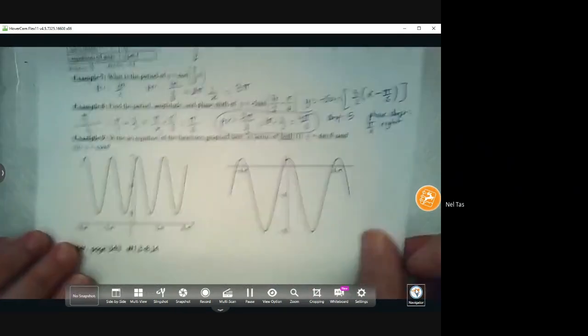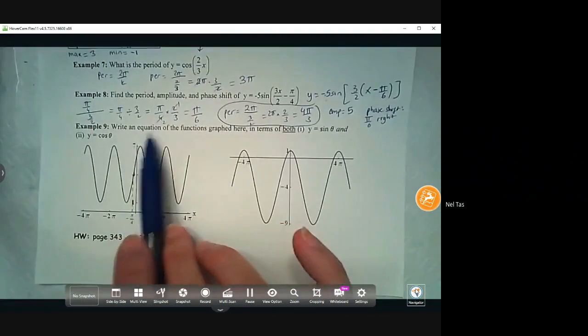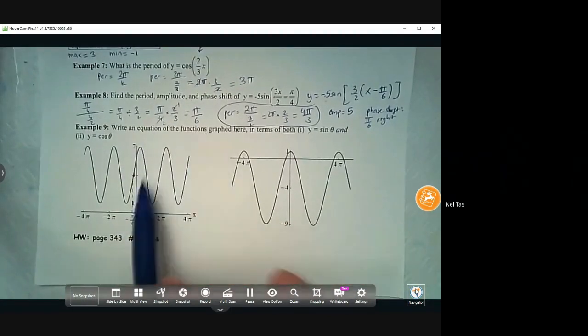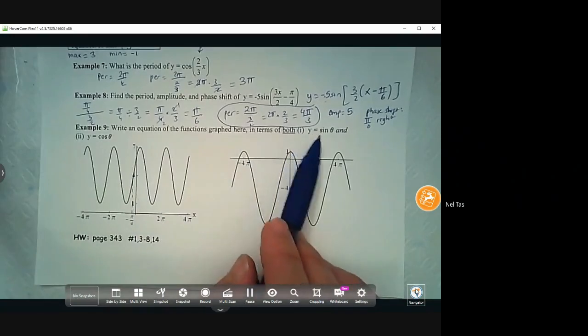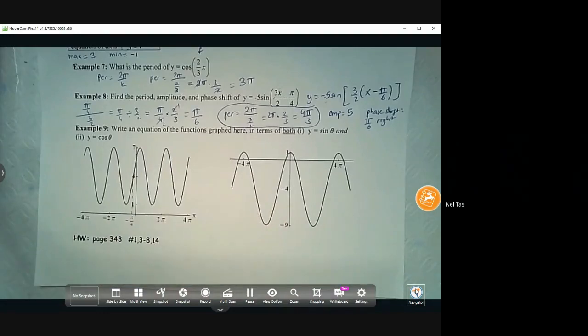Let's look at example 9. This time the question is, write an equation of the function graphed here in terms of both y equals sine theta and y equals cos theta. This time they are giving me the graph, and you are trying to come up with the equation of that function. For this kind of question, there is an infinite number of answers. There are so many answers, but you want to pick the one that has the least phase shift.